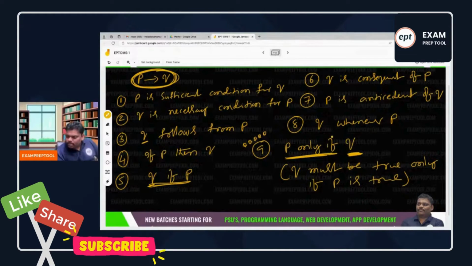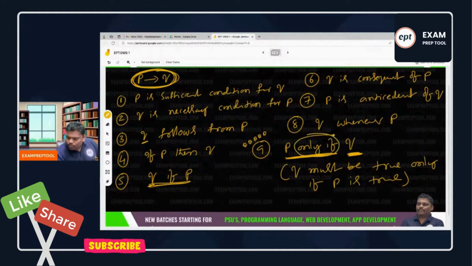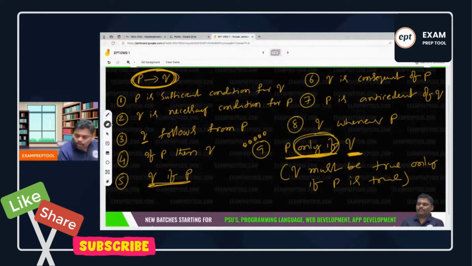Just remember, wherever "only if" is there, you can use it. You can do the reverse of this. See, actually Q if P, if at all "only if" is there, you can do the reverse. The meaning of this one is Q must be true only if P is true. Ninth one, please be careful. Q must be true only if P is true.